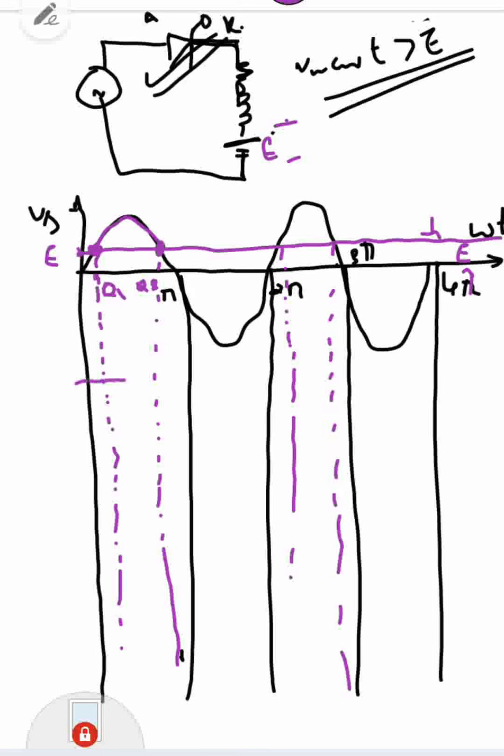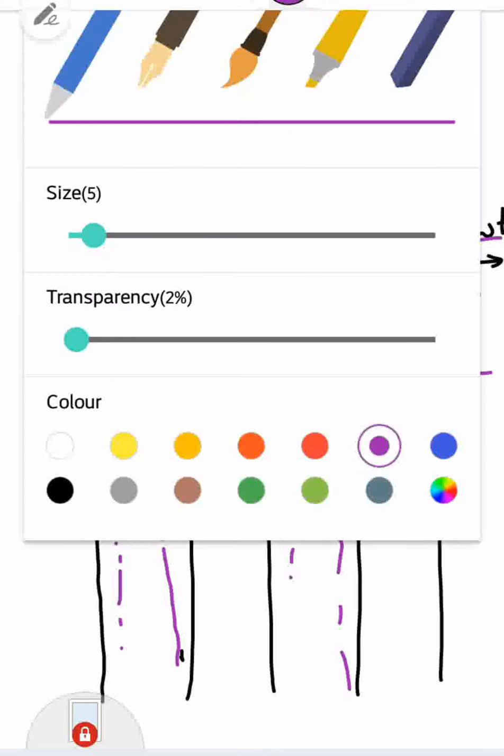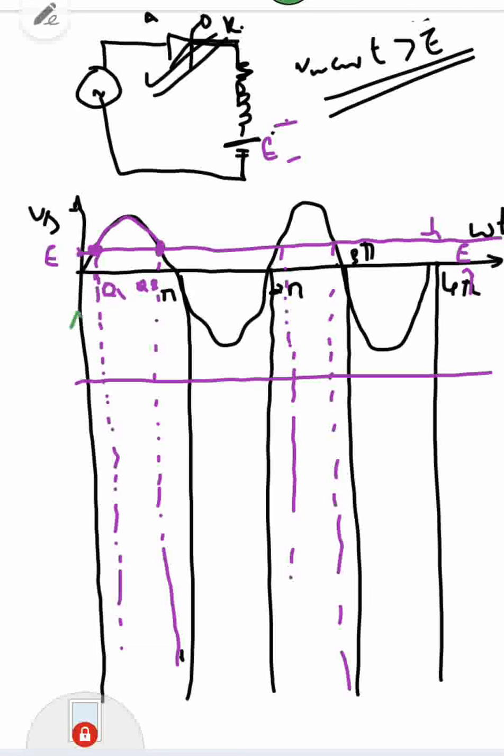Next I am going to apply the pulse. Where should I apply the pulse? If I apply the pulse here, when Vm sin omega t is less than E, there won't be any benefit, the SCR will not turn on. So to apply the trigger pulse you need to give it between theta 1 and theta 2. Assume that I apply the trigger pulse here, and here also. Based on that you can draw the output voltage. So this is the trigger pulse.